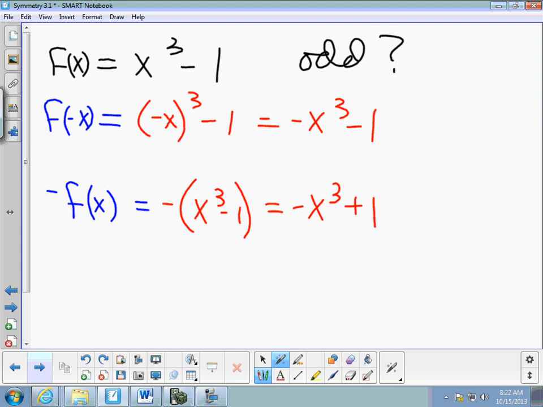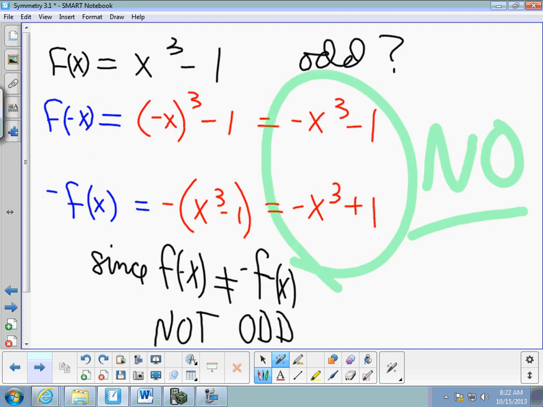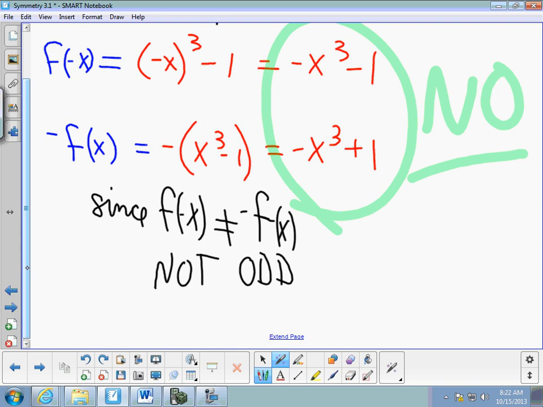So to plug in negative x, everywhere there's an x, I end up with this. When I take the opposite of the function, it means take the opposite of everybody, and I end up with this guy. So is f of negative x equal to negative f of x? Are those two things the same? No. Therefore, you've got no symmetry through the origin. It's not an odd function.